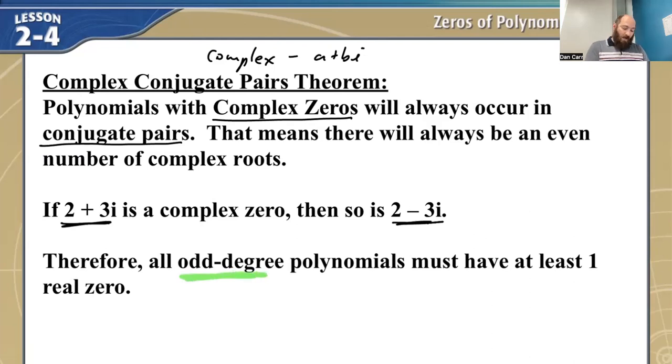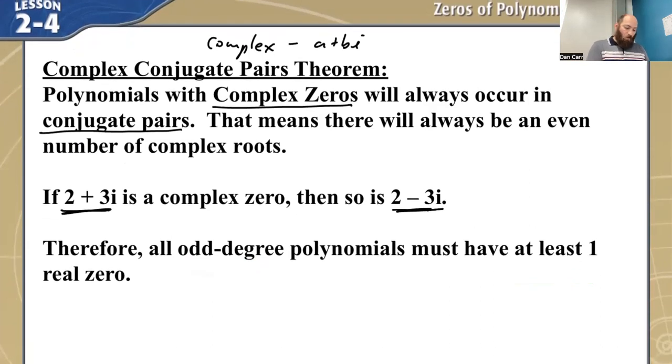Now, since these will always exist in pairs, anytime we have an odd degree polynomial, there has to be at least one real zero. Because if we have complex ones, we can't have 3 complex ones, and we can't have just 1 complex one. They have to exist as pairs. So if I have something x to the third, and I only have 1 zero, then I might have 2 complex zeros. That works out. But I can't have 3 complex zeros, and I can't have just 1 complex zero.